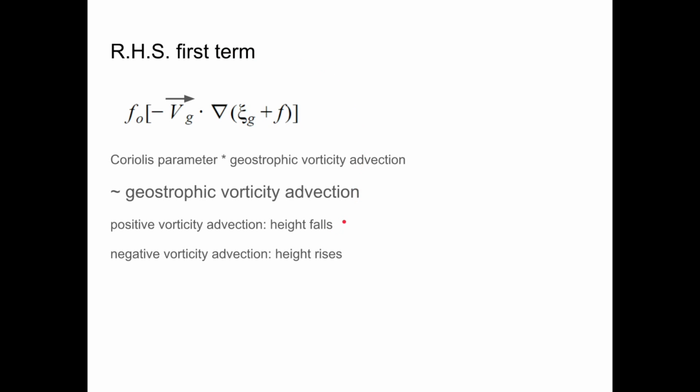We would expect the left-hand side to be negative. So height falls are associated with positive vorticity advection. Height rises are associated with negative vorticity advection. And that's the vorticity advection term.